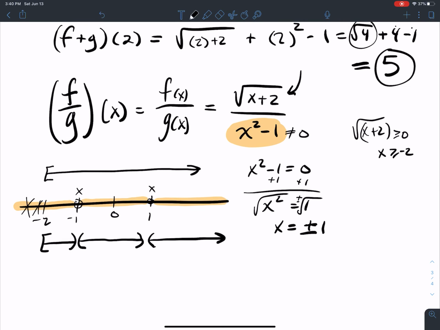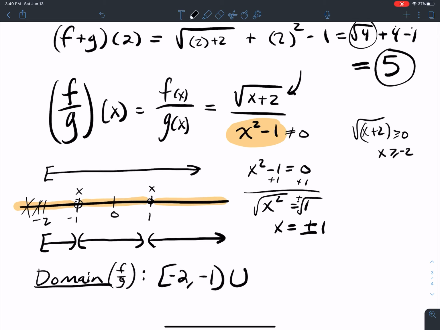So how do I write that in the domain? Because this is probably the most complicated part of it. The domain of f divided by g, that is from -2 to -1, parentheses, and then I skip over -1, and I go to 1, and I skip over 1, and I go out to infinity, just like that. So that's about as complicated as it gets, okay?